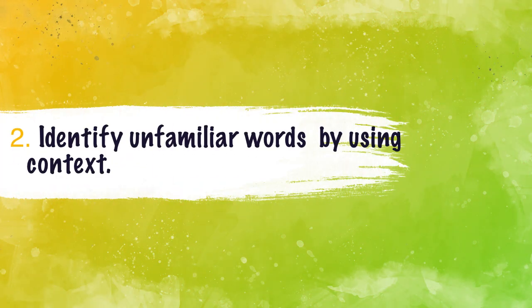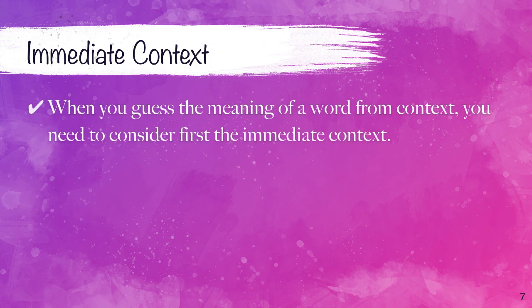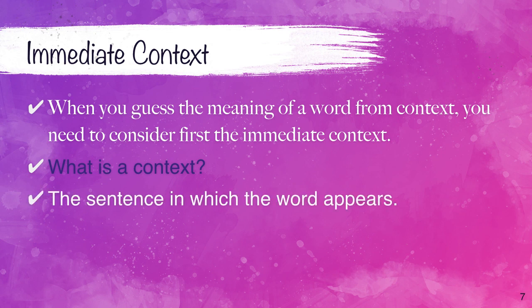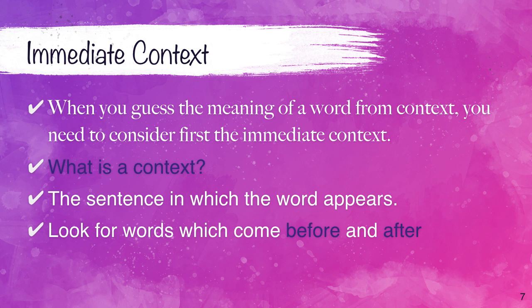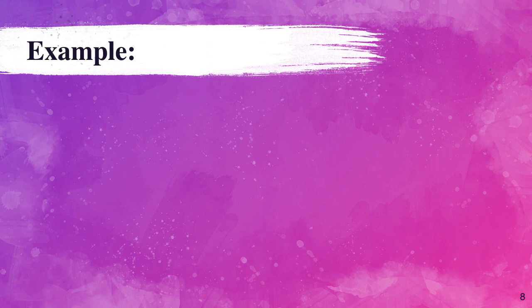In order to do so, you need to learn how to identify unfamiliar words by using context. When you guess the meaning of a word from context, you need to consider the immediate context. But first, what is a context? The context is the sentence in which the word appears. So in this case, you look for words which come before and after the unfamiliar word. You need to pay attention to linking words or signal words, and I'm going to present them to you later in this video. Let's consider the following example.